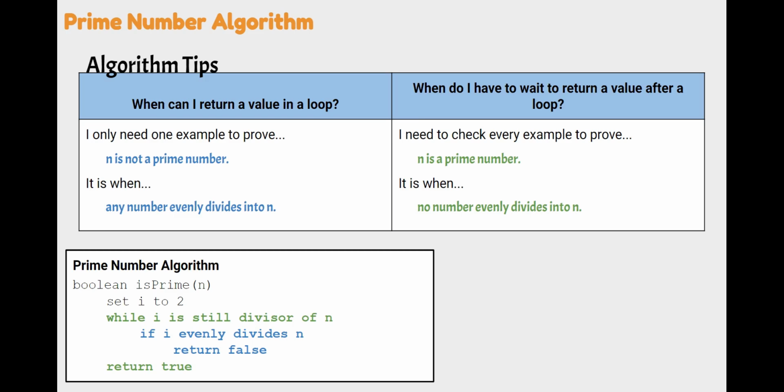Whenever we need to check every example to prove, we need to wait to return after the while loop. And in our case, this is when no number evenly divides into n. I've checked every single number and none of them divided in evenly.